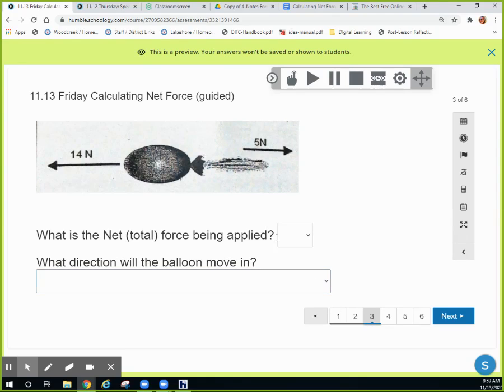Keep in mind, guys, I am always putting the larger number on top. 9 newtons is my net force. What direction will the balloon move in? Okay, good. It's going to move to the left because there's a greater force to the left.